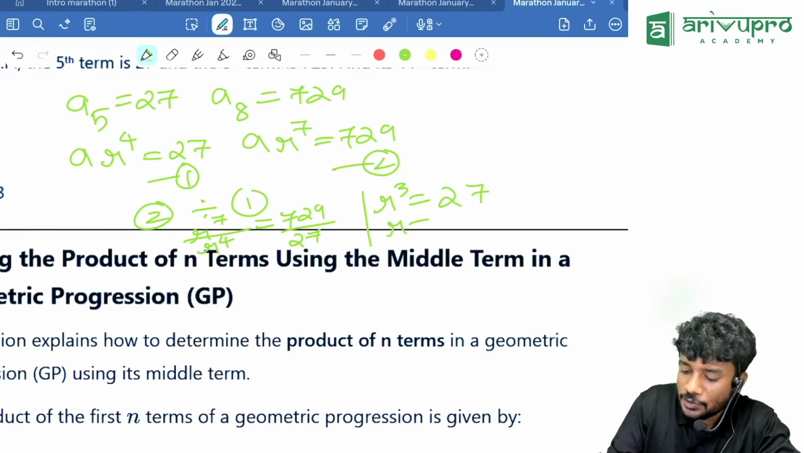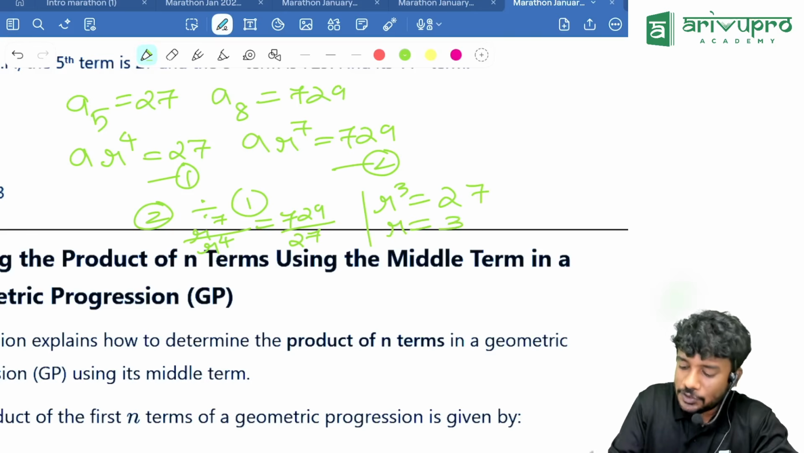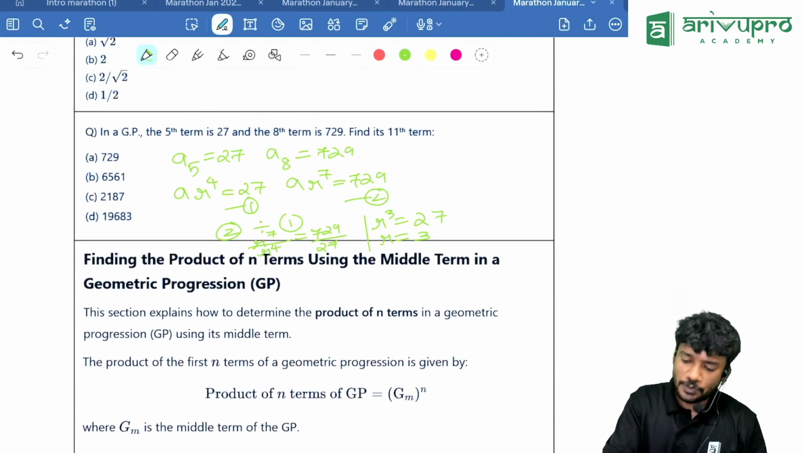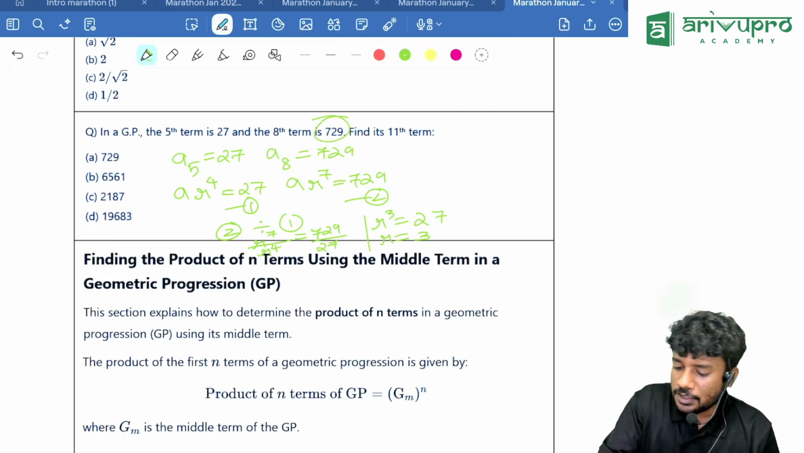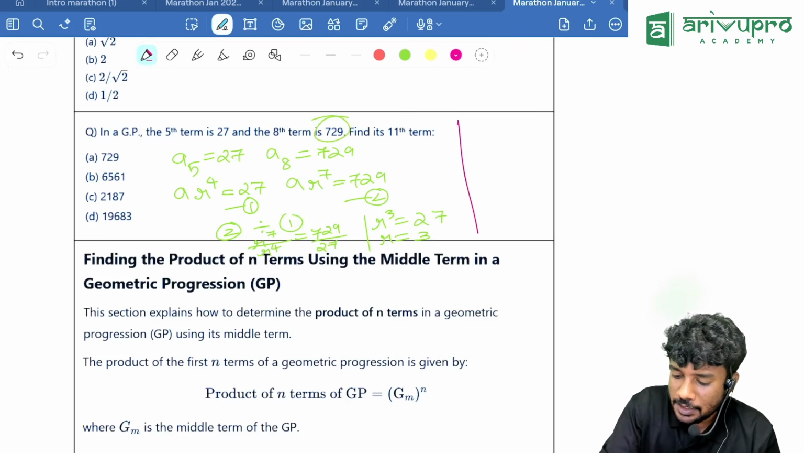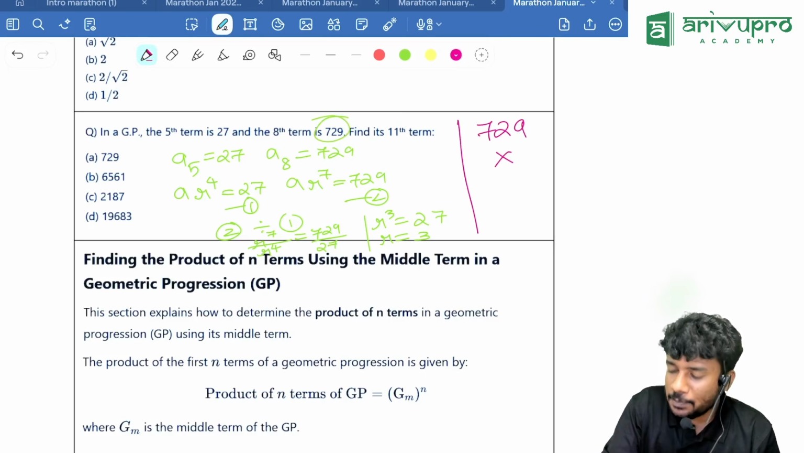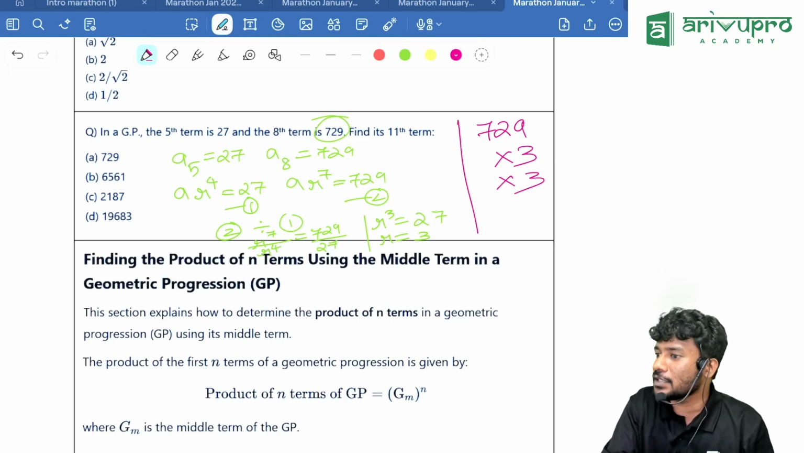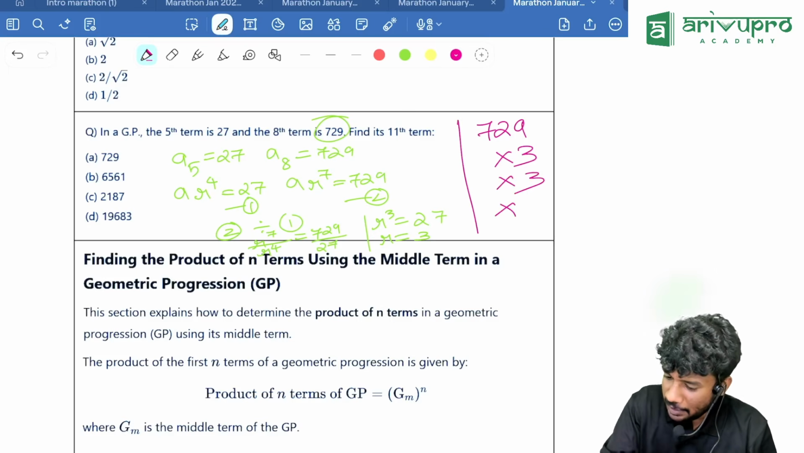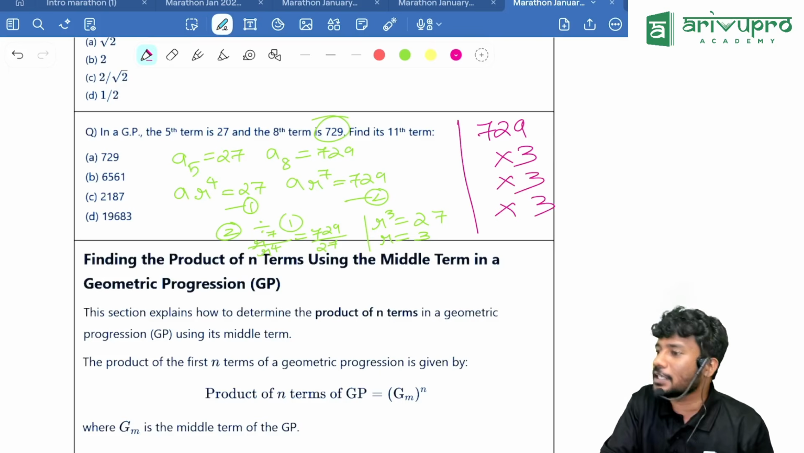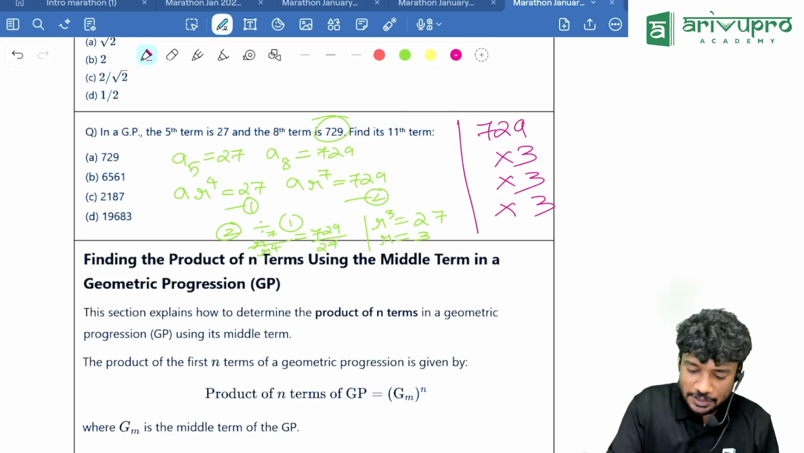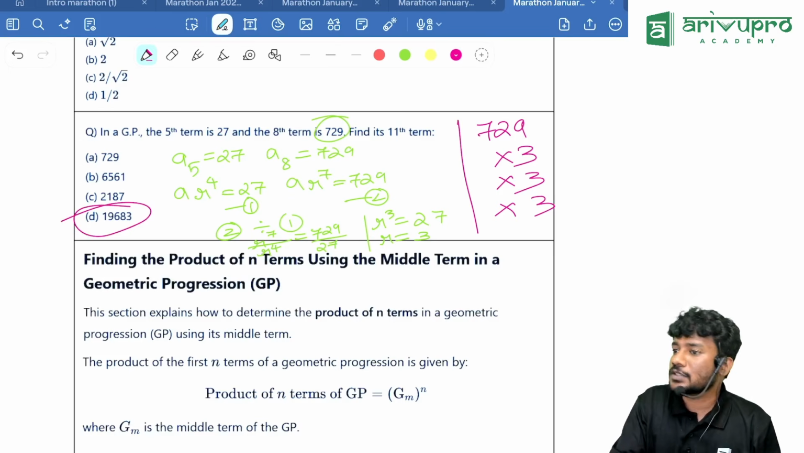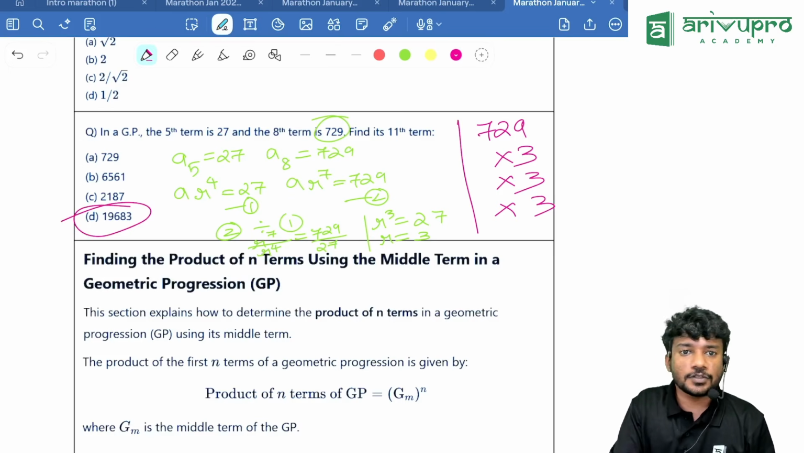So R cube is equal to 27. R is equal to how much? 3, because cube root of 27 is 3. Common ratio is 3. We have the 8th term, 729. If I multiply once with 3, I get the 9th term. Again multiplying with 3, I get the 10th term. Again multiplying with 3, I get the 11th term. So how much is the answer? 19,683. Understood the logic?